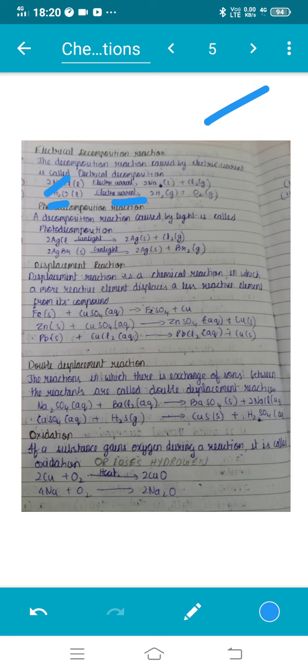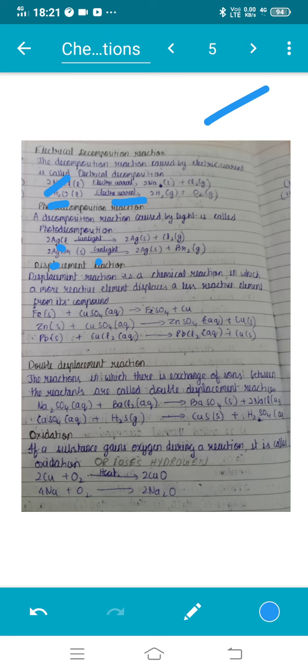The photodecomposition reaction. The photodecomposition reaction is a reaction in which light is involved when one reactant is broken down into different products. 2AgCl in presence of sunlight is converted to silver and chlorine. So 2AgCl is broken down to 2Ag plus Cl2, and the second reaction we take is 2AgBr, which in the presence of sunlight gives 2Ag plus Br2. This reaction was used in ancient times for photography, for the cinemas. This is a common board exam question.